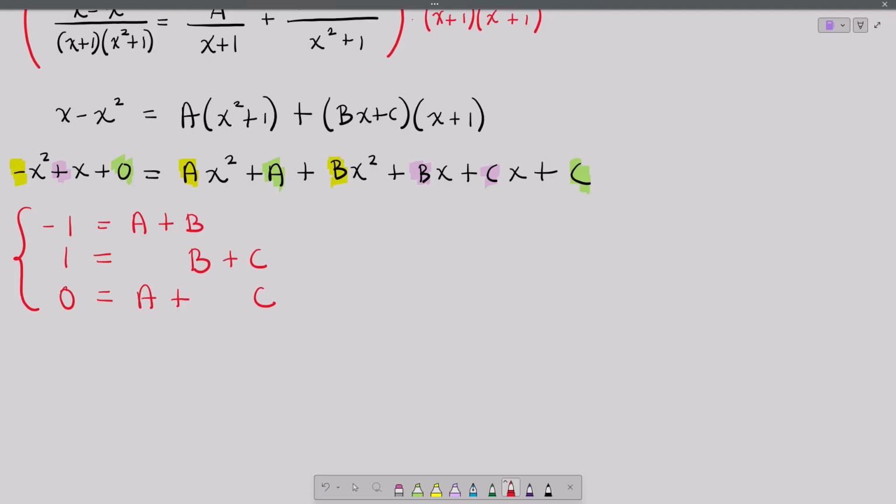We just need to find a, b, and c by solving that system. Any questions? How we build the PFD equation, how we build the system? Any piece of that that's not clear yet?